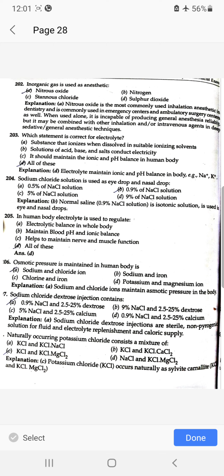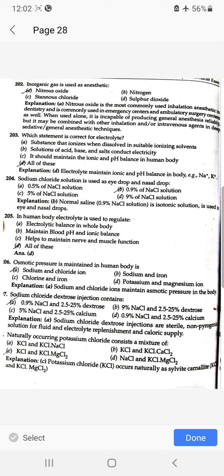In the human body, electrolytes are used to regulate electrolytic balance in the whole body, maintain blood pH and ionic balance, and help to maintain nerve and muscle function. All of this. Osmotic pressure maintained in the human body is by sodium and chloride ions. Sodium chloride dextrose injection contains 0.9% NaCl and 2.5 to 25% dextrose.